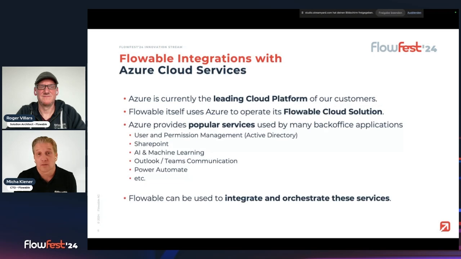And of course, a lot of people use Outlook or Teams, so we also wanted to have native integrations with those services. And you could even use Power Automate for smaller tasks in between if you want. So there's a lot of services that you can integrate with, and Flowable being kind of the orchestration on top of all those services. Yeah, exactly. Flowable is kind of an orchestration platform.